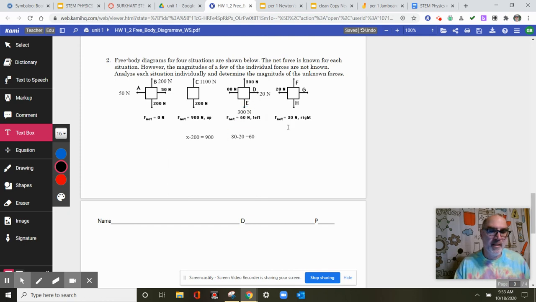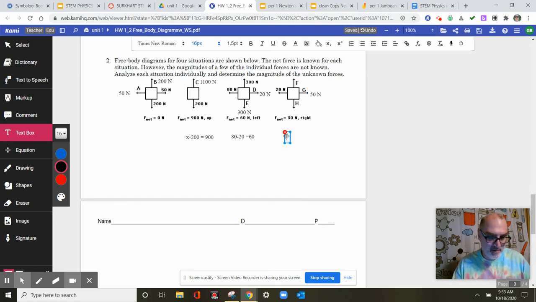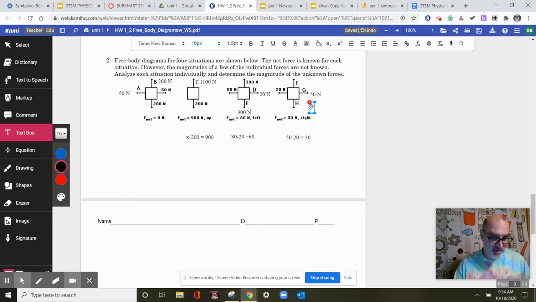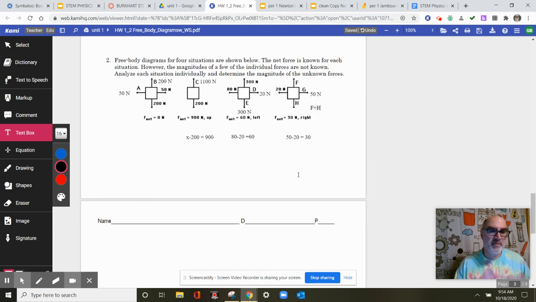60 left. All right, I have 30 to the right. I have 10 to the left. So for there to be 30 left over to the right, this must be 50. Because 50 minus 20 is equal to 30, right. What are the up-down forces? They can be anything. They just have to be the same. You could just write F equals H. It doesn't really have to be a number.